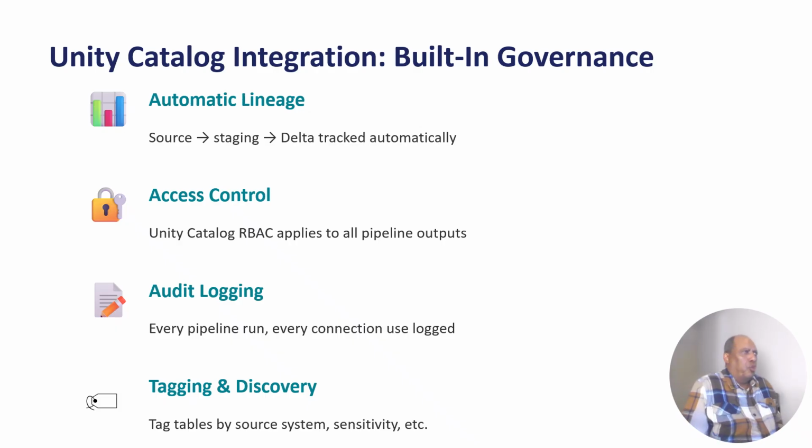This is a very important topic, and the fact that we have integrated Lakeflow Connect with Unity Catalog gave us built-in governance immediately. This is a breakthrough in pipelines for data engineers. It is a very useful addition because it automatically gives you lineage, so you can follow the data from source to staging to Delta, tracked automatically. So this process is very important.